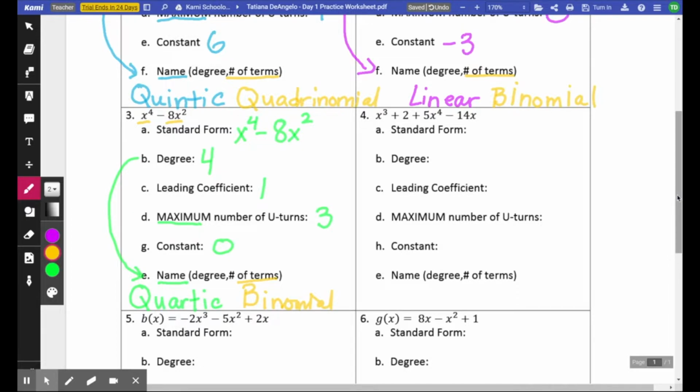All right, now we have a kind of a longer function here. And it is not in standard form. How do I know it's not in standard form? Because it starts off with x cubed, but then if I keep looking, I see 5x to the 4th. 4 is a bigger number than 3, so I need to rearrange this. So I'm going to rearrange it with 5x to the 4th in front, followed by a positive x cubed.